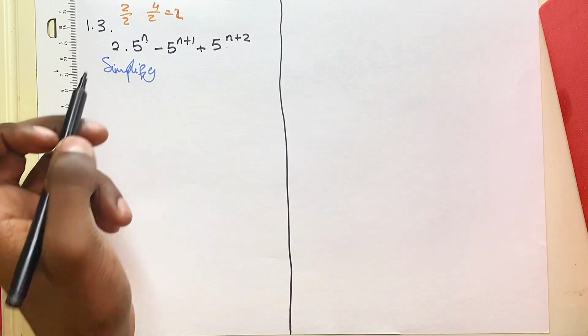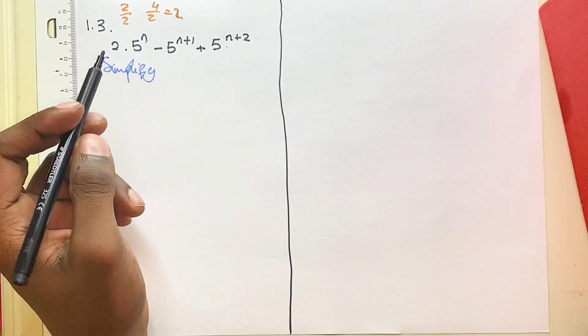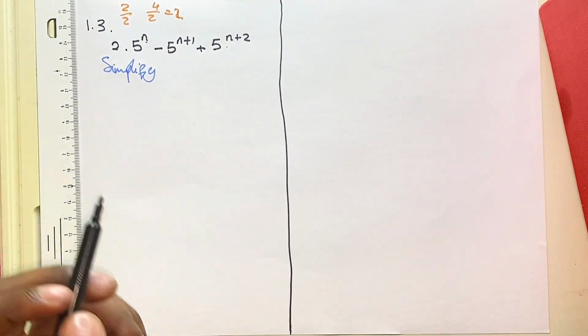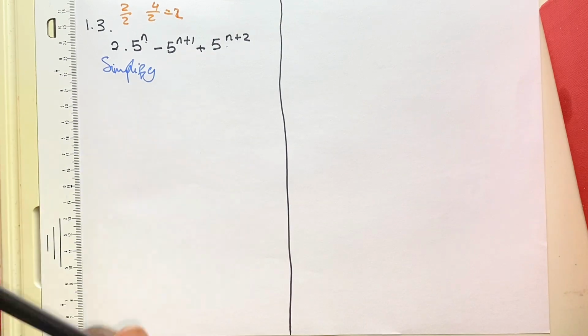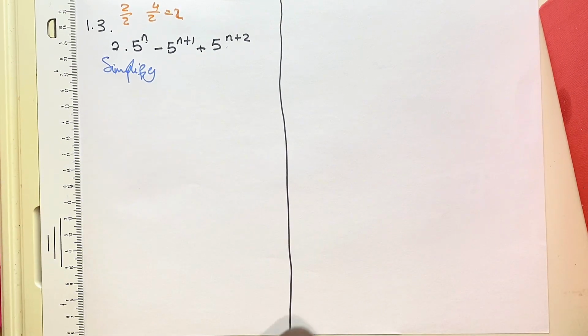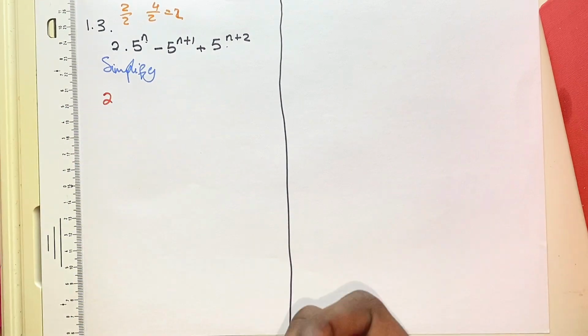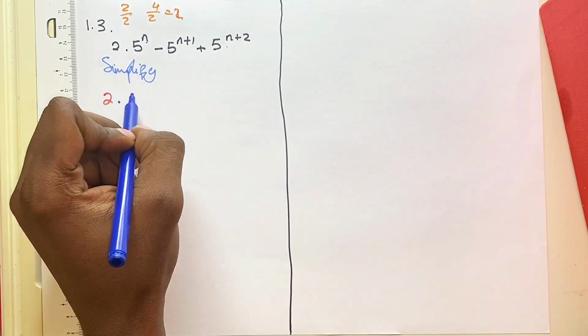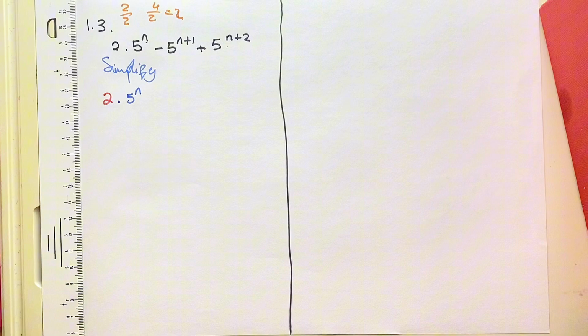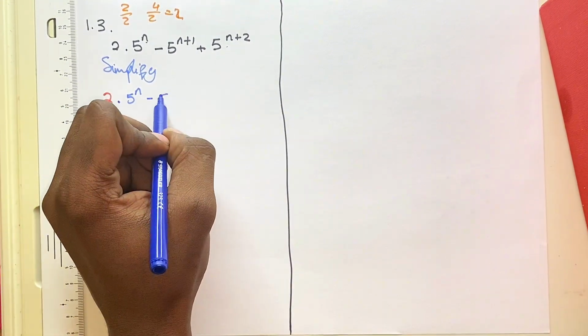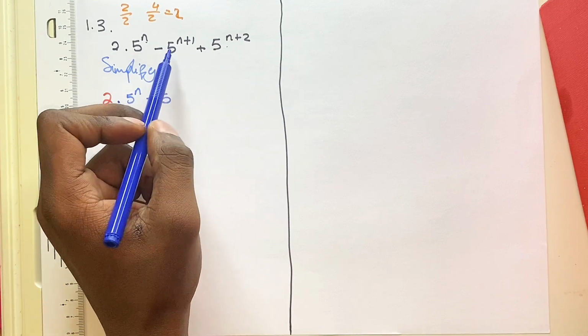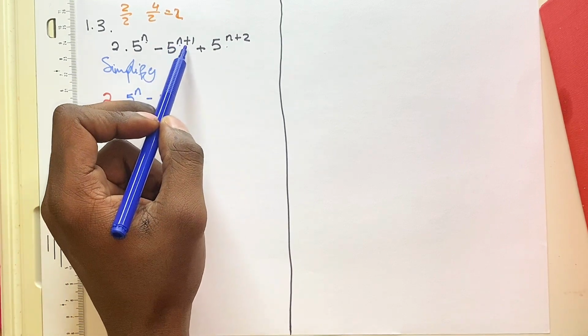So to simplify this expression, we are going to do what my teacher used to call throttlers. So we have 2 times 5 to the power n minus 5 to the power n plus 1.